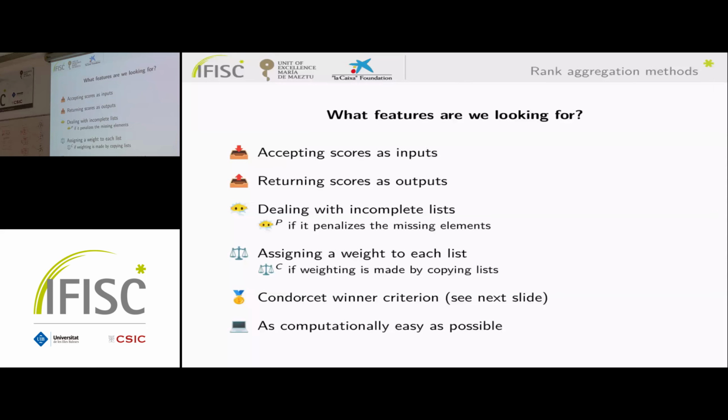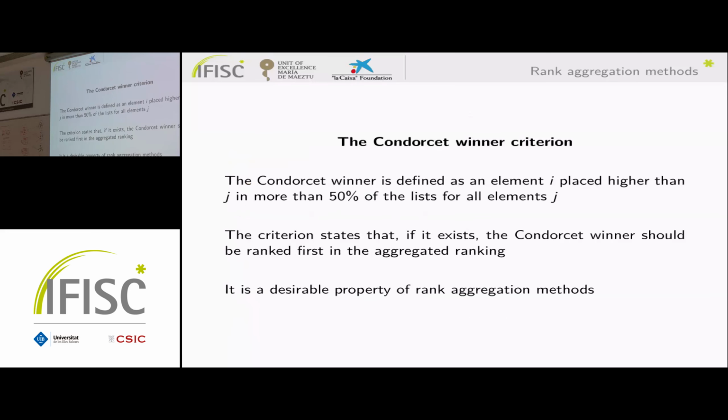And then the method should be as computationally easy as possible. And this just means that if there is this label here in the future methods, it means that you can only use rational weights. And okay, what is the Condorcet winner criterion? The Condorcet winner criterion states that if there is a Condorcet winner amongst the elements, it should be ranked first. But what is a Condorcet winner?